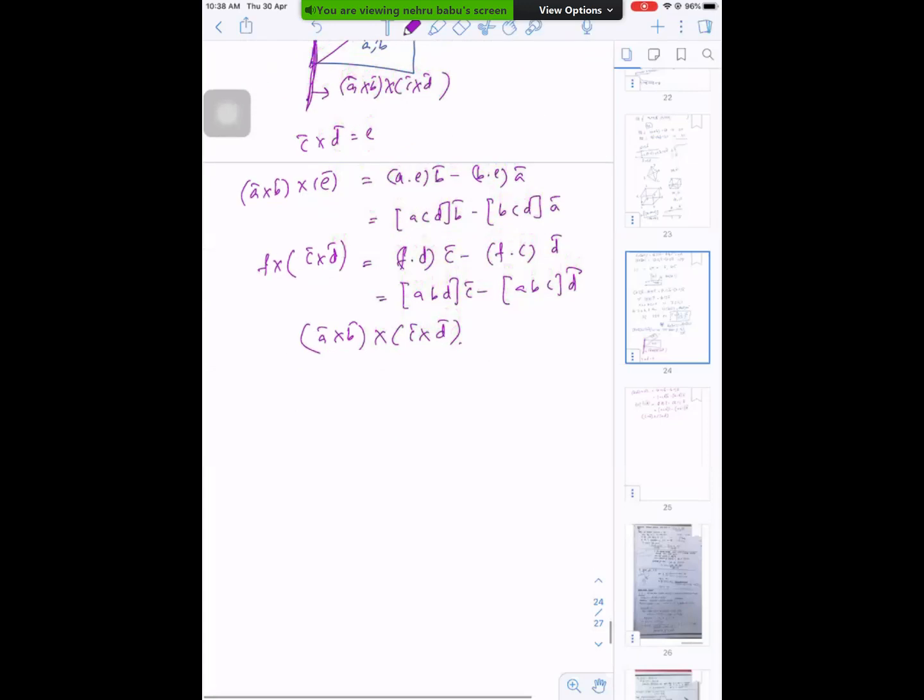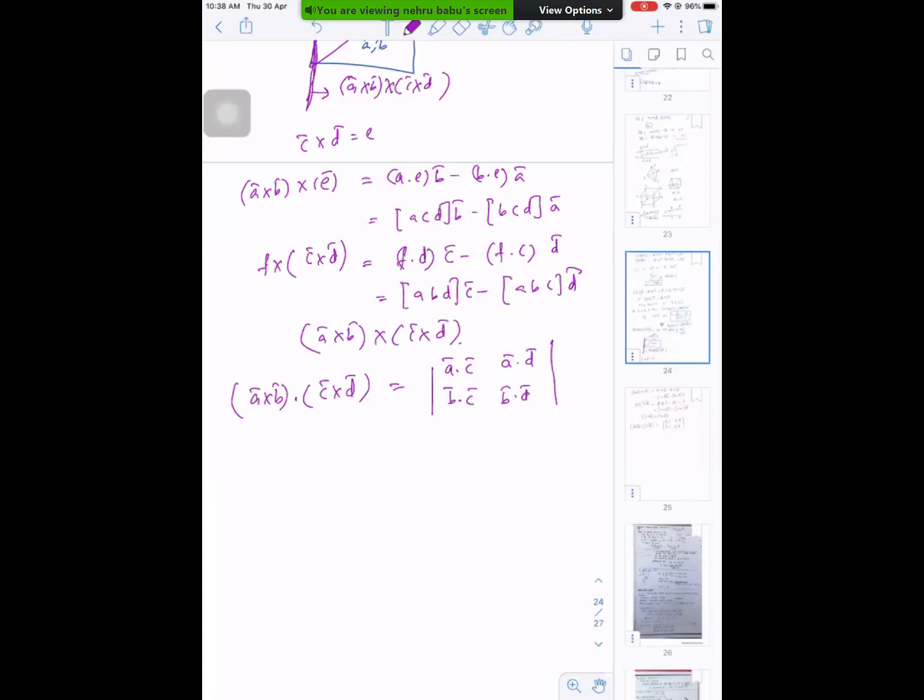Here one more result is also there. If you take the scalar product of 4 vectors, like A cross B dot C cross D, what is this result? What's the formula for this? It is the determinant of A dot C, A dot D, B dot C, B dot D. How to prove this result? Remember the proof?